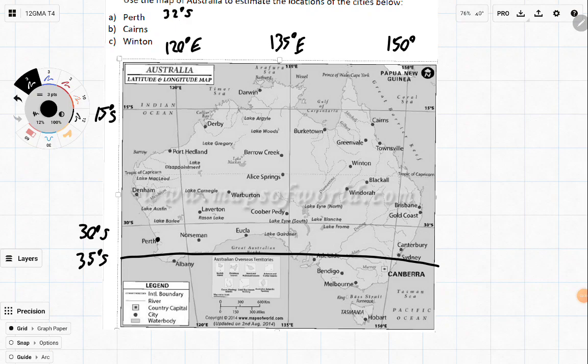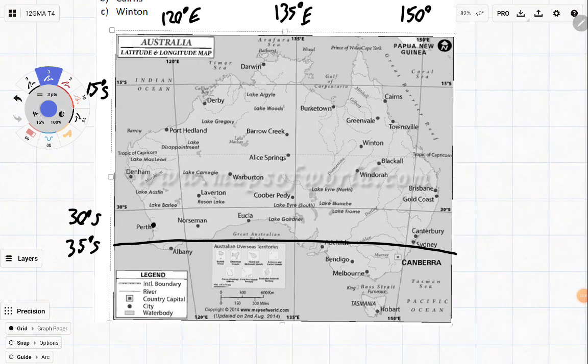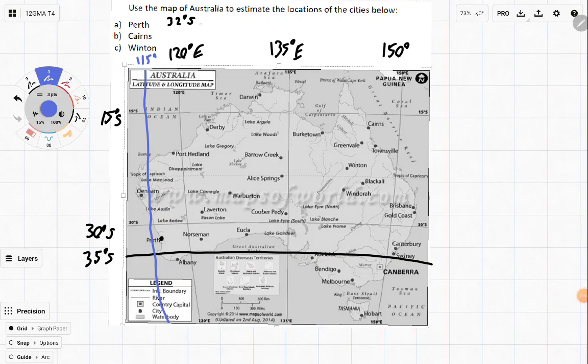Let's look at the east and the west. Well, there's no west on this map, but let's look at the east. And we can see that it's to the left of the 120 degree east line. And we can kind of get a feeling for, the 115 line would kind of run along here. So maybe it's 116, 117, somewhere around there. So let's put in 116 degrees east. Alrighty, so that's our first location. It is at 32 degrees south, 116 degrees east.